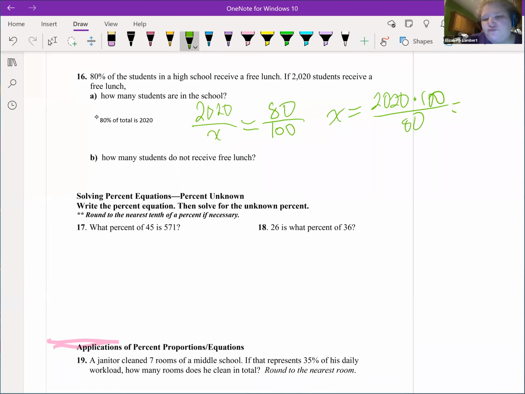2525. So there are 2,525 students in this school.